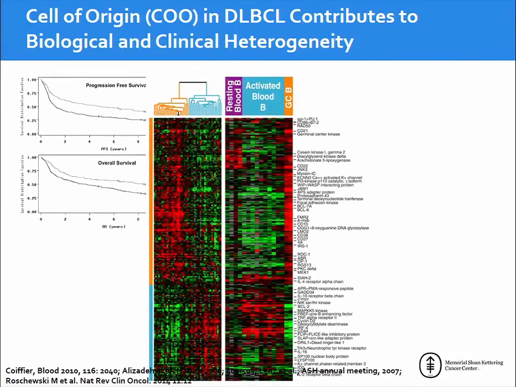Part of the identification of what happened occurred when we started doing gene expression profiling, and cells naturally grouped, as you can see on the left-hand panel of the heat map, into 2 groups: those that were red on the top and green on the bottom, and those that were green on the top and red on the bottom. And they happen to correspond to the heat signatures of normal germinal center B cells and normal activated B cells. And that's where these names came from.